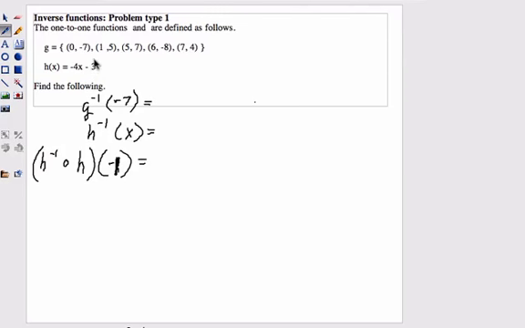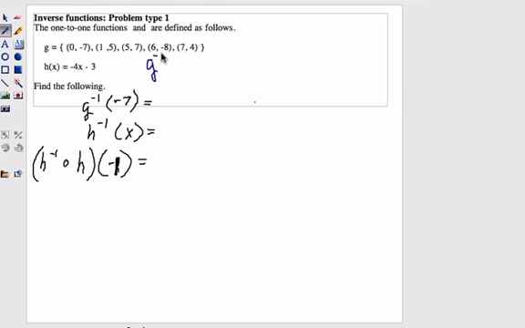Alright, in the inverse functions, you're going to be given two one-to-one functions, one listed as a set of ordered pairs and one listed as an equation. For this first problem, for the first function g, they're going to ask you to find the inverse of g of a negative 7. So the first thing we want to do is calculate the inverse of g.